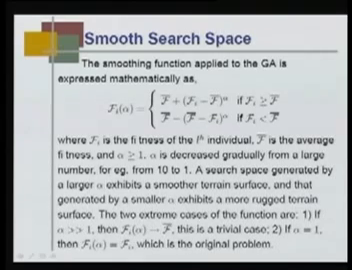The smoothing function applied to the genetic algorithm is expressed mathematically. This is my cost function, this is my average cost function, and this is the individual cost function. So, my individual cost function can be written in terms of the average cost function plus the individual cost function minus the average cost function to the power alpha.